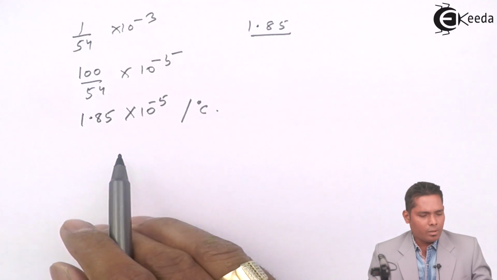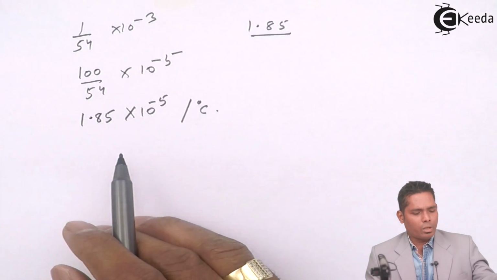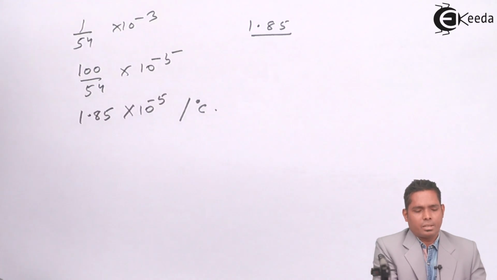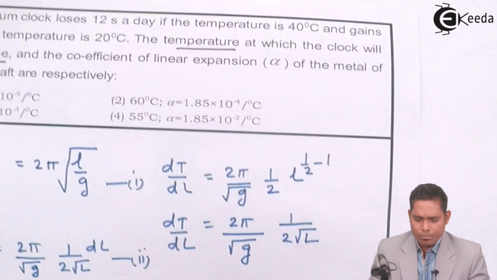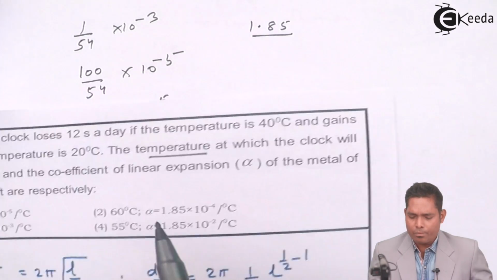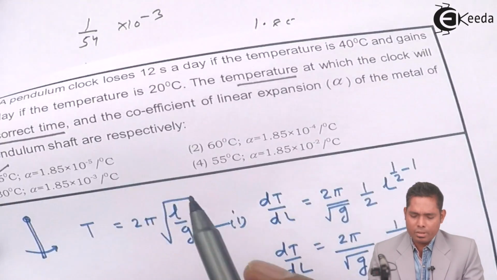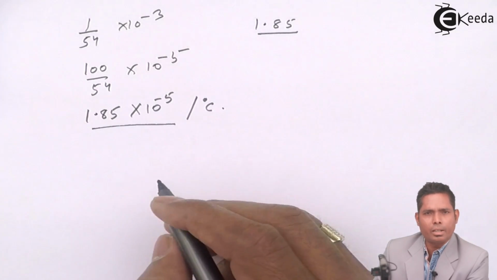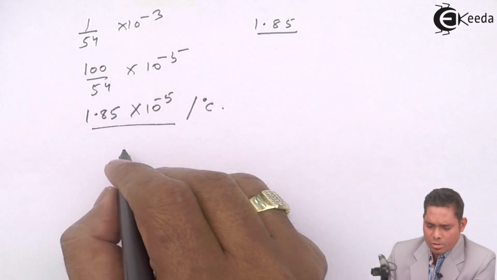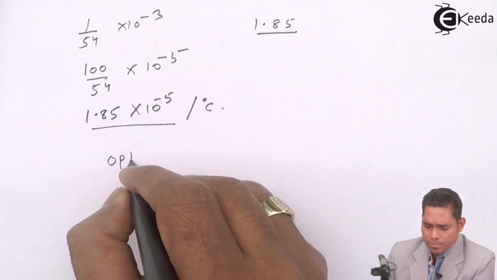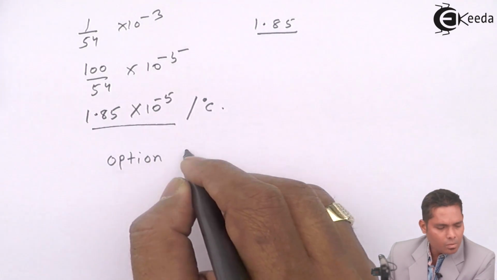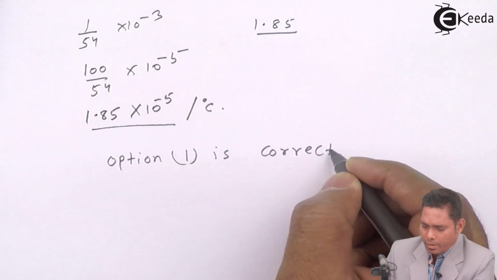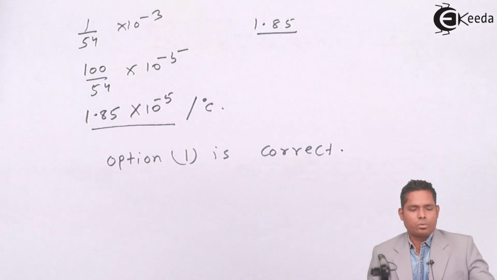So this alpha, as you can see, even if we have not gone for the actual calculations, we must have got this answer, because our prediction is that this is 1.85 into 10 raised to minus 5. You can see here, this is also there. So even if you don't calculate that, you will get that as the answer. So this is the right answer, and option number 1 is correct. Okay, so thank you.